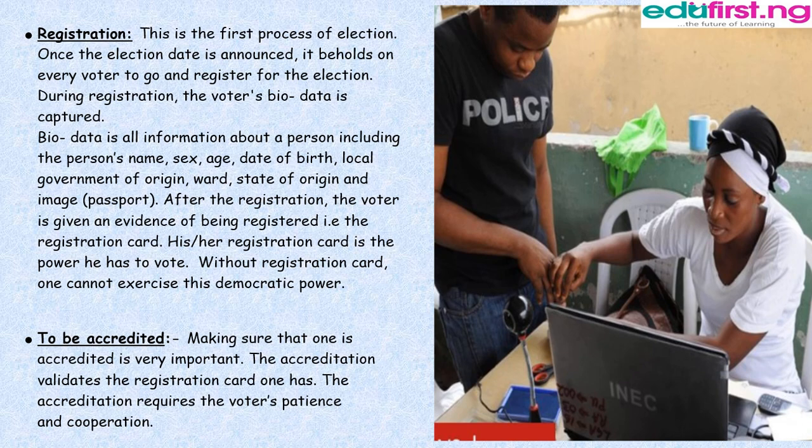The next one is to be accredited. Making sure that one is accredited is very important. The accreditation validates the registration card that one has. The accreditation requires the voter's patience and cooperation.